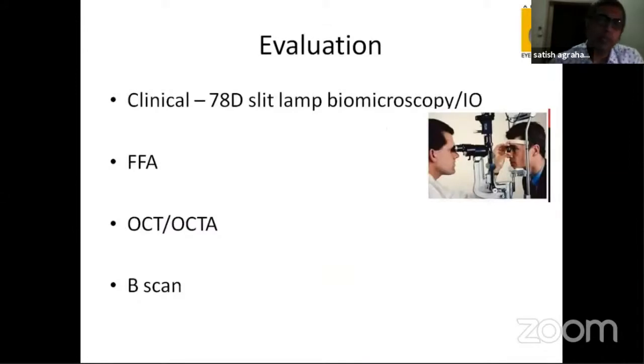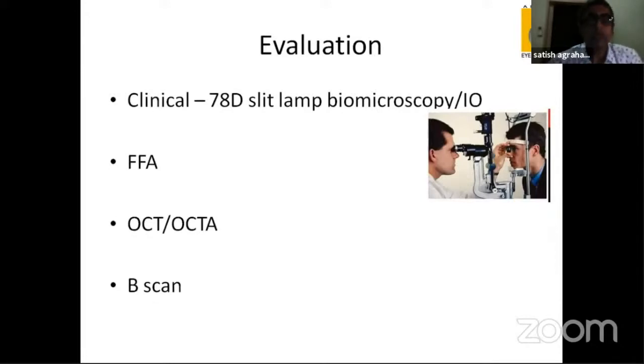Now, when you want to examine and diagnose a patient with diabetic macular edema, you don't need any great tool other than a good 78 diopter slit lamp examination, which is a must. And I would recommend a dilated 78 diopter slit lamp examination. A good 78 slit lamp examination will probably tell us whether the patient has diabetic macular edema. And as Dr. Lalitarma has already mentioned, we need to assess whether the patient has macular edema or no macular edema, and if he has macular edema, whether it is center involving or non-center involving macular edema.